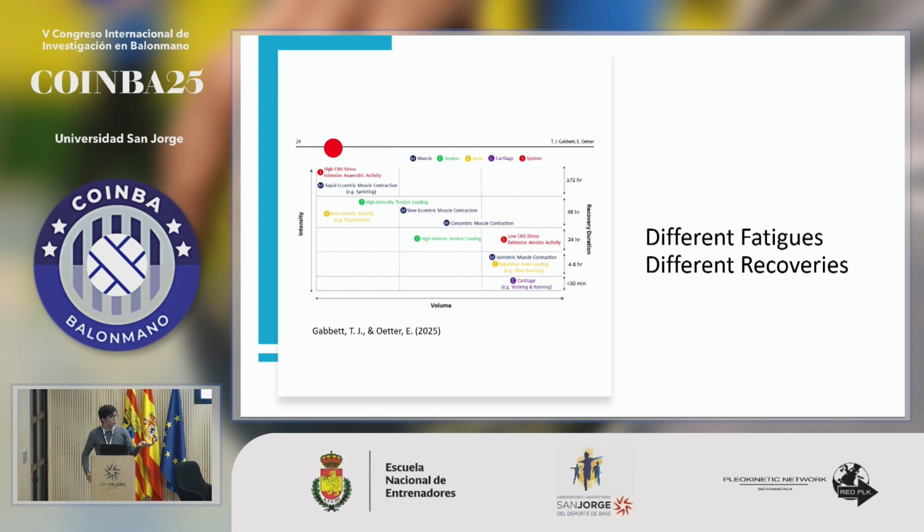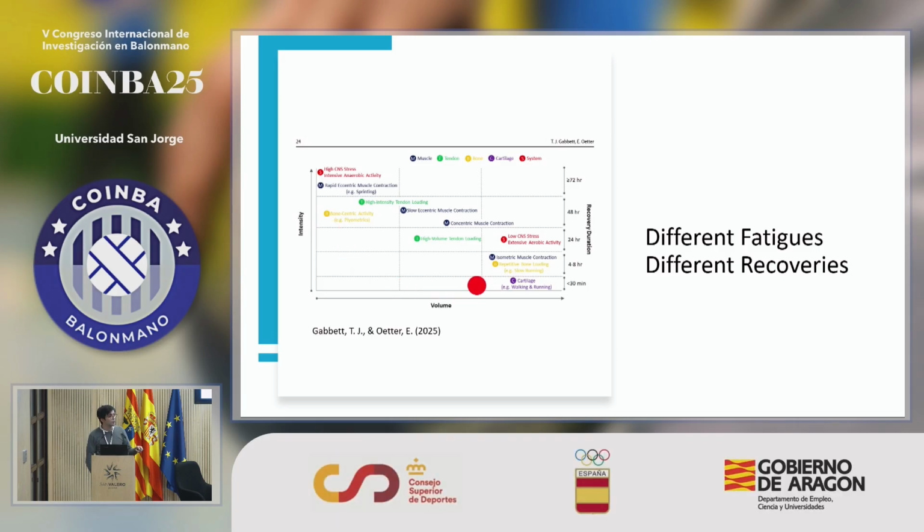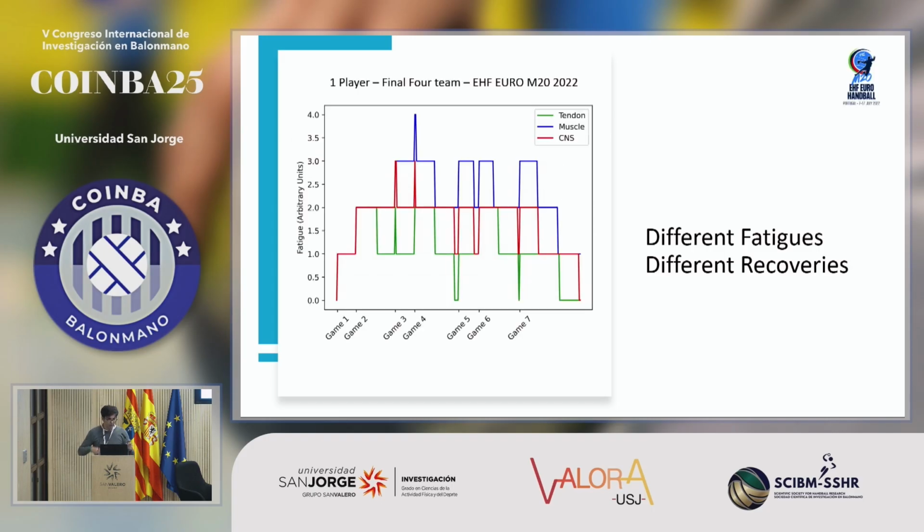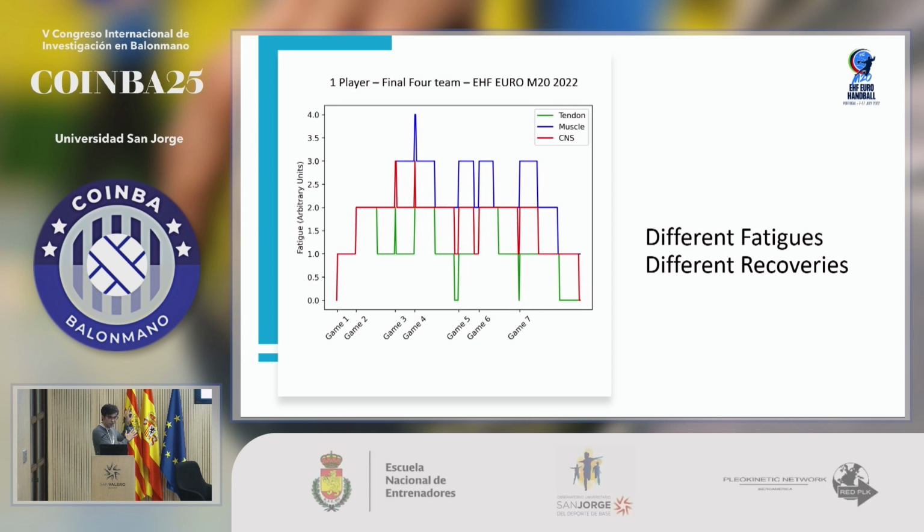And we notice that if we look at the muscles, if there is a sprint, the body needs at least 72 hours to recover. If it is an isometric contraction, it only needs from 4 to 8 hours. Now, let's look at these values here, mainly at the central nervous system, the muscle, and the tendon, and make a simple simulation using the games that we collected.